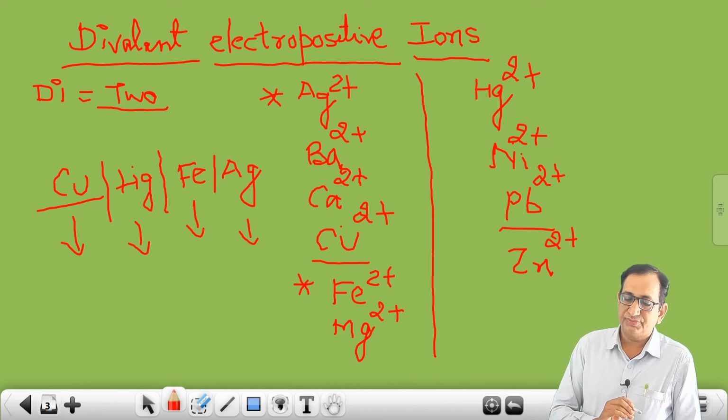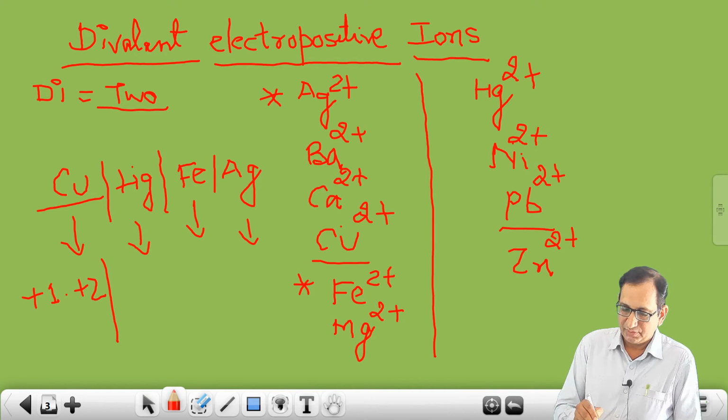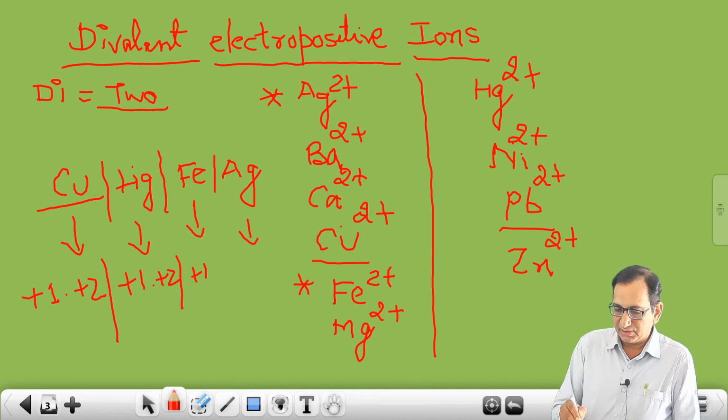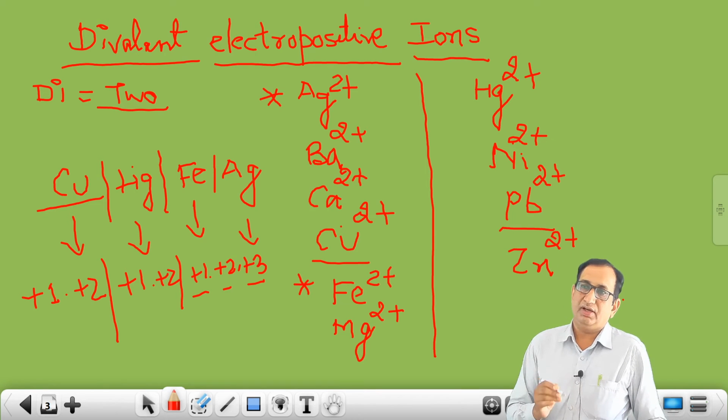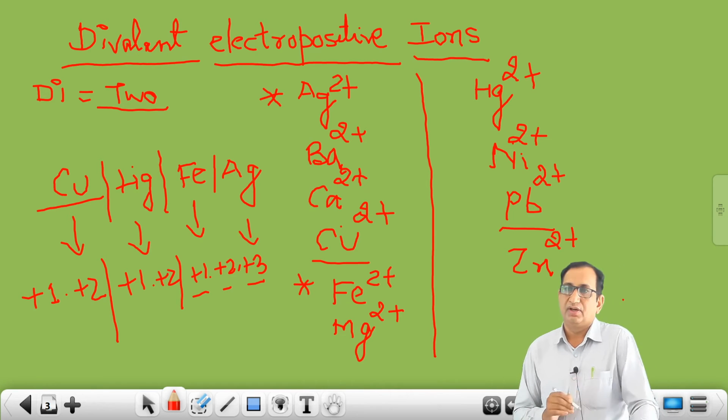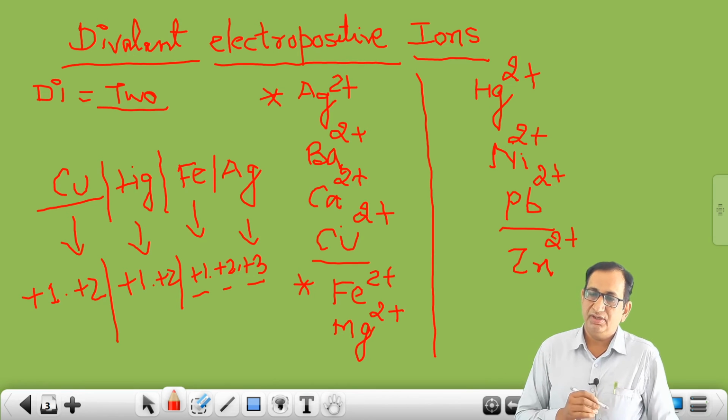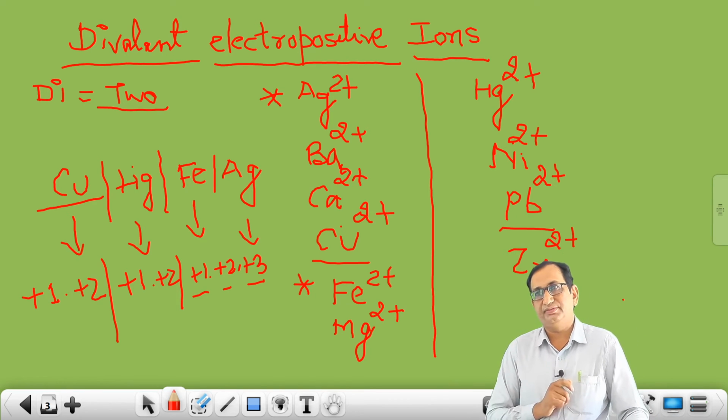Copper has here plus 1 and plus 2. Mercury plus 1 and plus 2. And students, iron plus 1, plus 2 and plus 3. Iron can make 3 types of oxide, like iron first oxide, iron second oxide, iron third oxide.